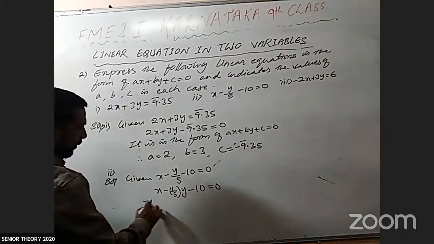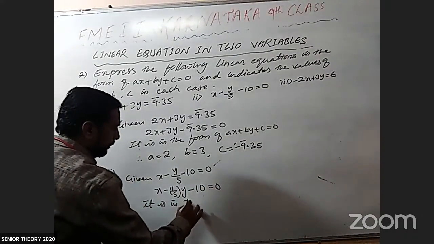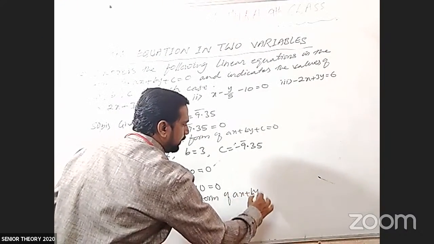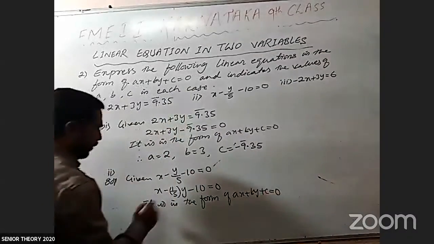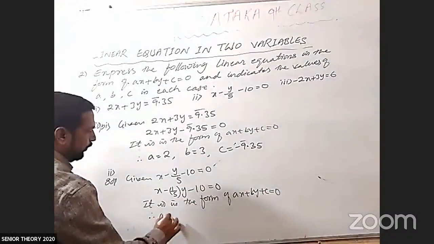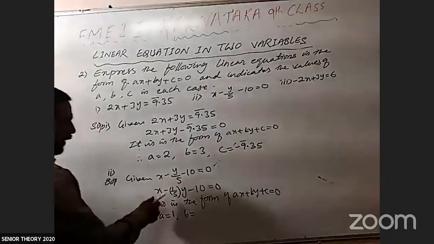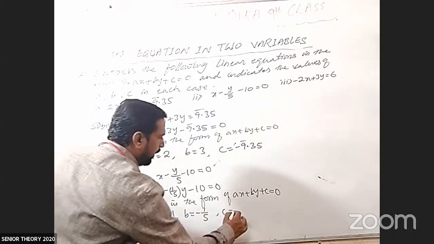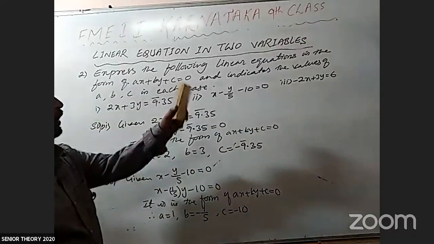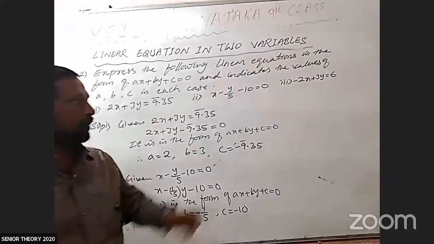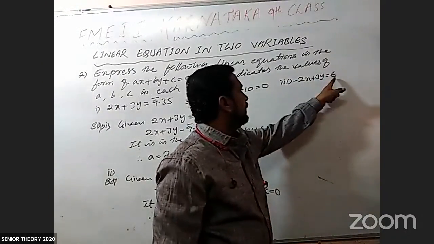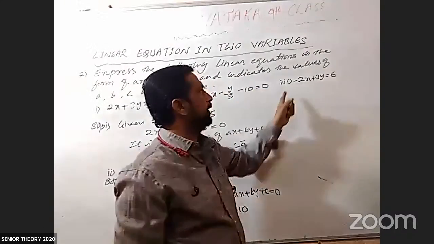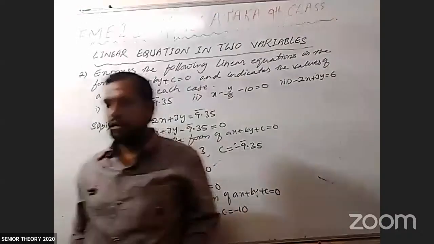It is in the form of ax plus by plus c equal to 0. So here the value of a is 1 and value of b is minus 1 by 5 and value of c is minus 10. Similarly, you can solve the third question also. Just carry this plus 6 to this side, it becomes minus 6, and after that, get the values of a, b and c.